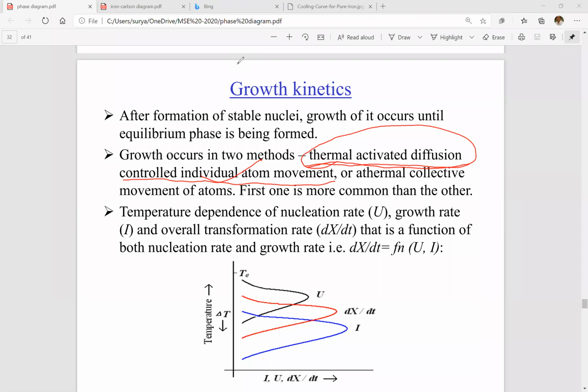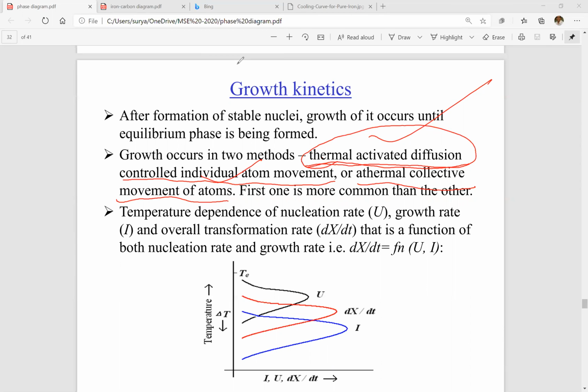The other method is the athermal collective movement of atoms. One is thermally activated diffusion, the other is athermal movement of atoms. The first one is more common than the other. So this thermally activated diffusion is much more important than the athermal collective movement of atoms.